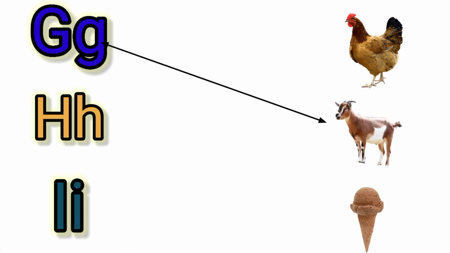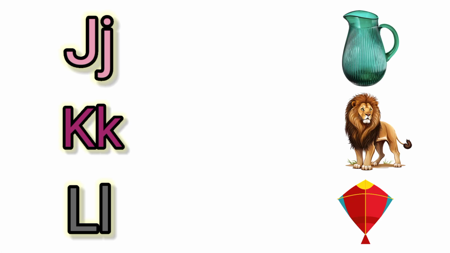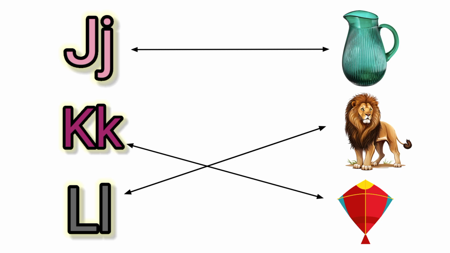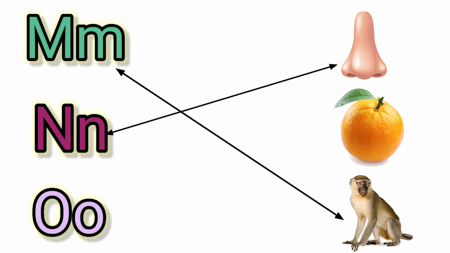G is for goat. H is for hen. I is for ice cream. J is for jug. K is for kite. L is for line. M is for monkey. N is for nose. O is for orange.